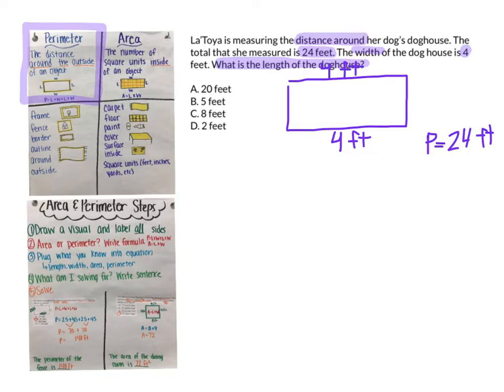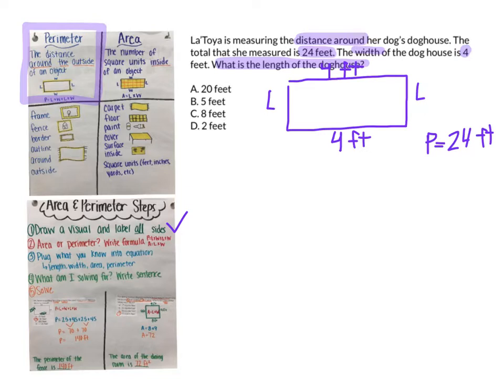And my final question asks me, what is the length? So I don't know my length yet. We're not given that in this problem. So we labeled L, that's going to be our variable. That's what we're going to be solving for. So let's check out our steps to solve. Our first step tells us to draw a visual and label all sides. So we drew our picture, we drew a rectangle, we labeled everything we know.